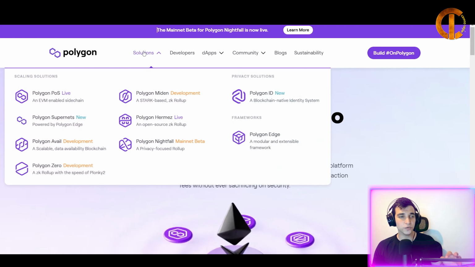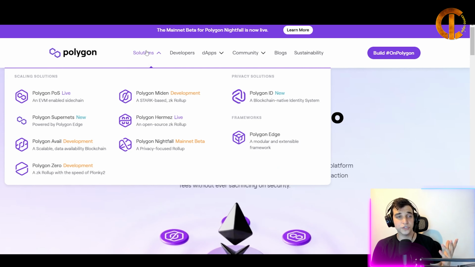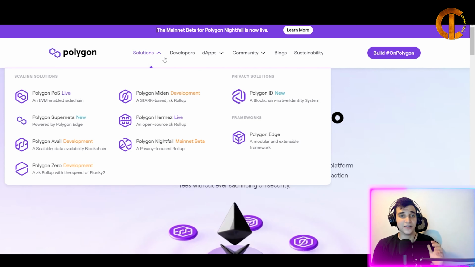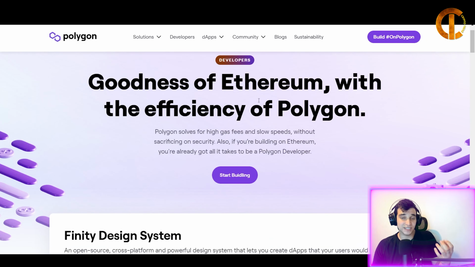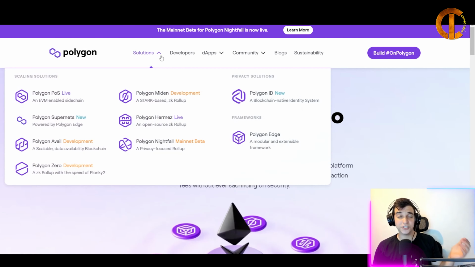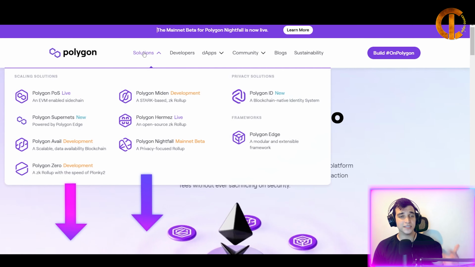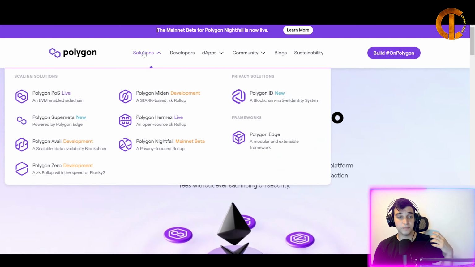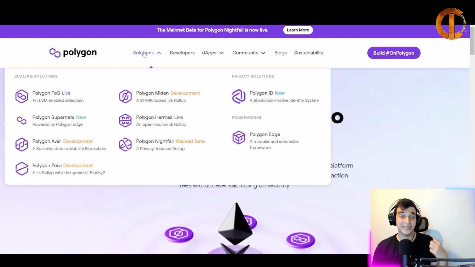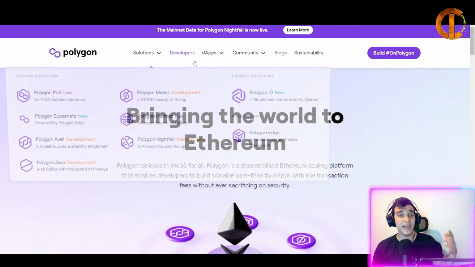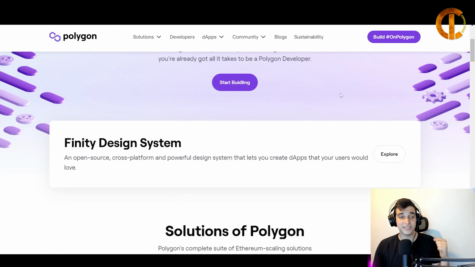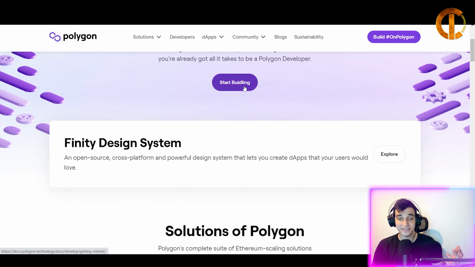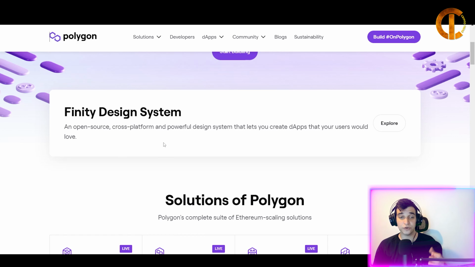On this website, you will be able to find the multiple solutions that Polygon provides, and also see the different roles of the different developers, with the efficiency of Polygon that solves the high gas fees. In their website, which you can reach by clicking the link down below, you can see the multiple solutions Polygon provides and the problems it helps to solve. You can also see the different roles of the developers in here, click and start building, and see this cross-platform and powerful design system.